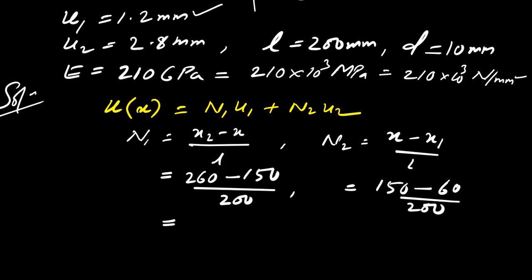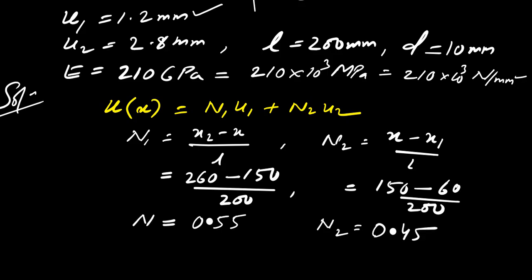It's 260 minus 150 by 200, we got 0.55. Okay, here n1 is 0.55, and for n2 we will calculate 150 minus 60 by 200, that is 0.45. So that is n2, and that is n1.